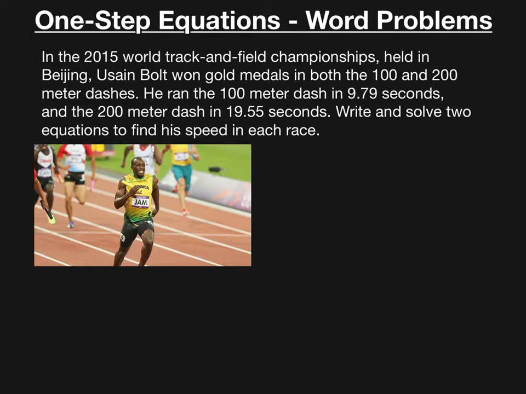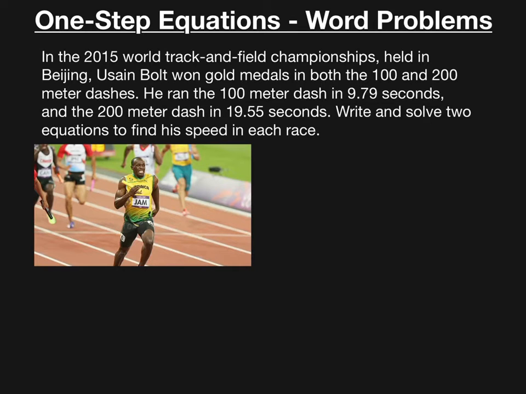In our first example here, we have Usain Bolt. In the 2015 World Track and Field Championships held in Beijing, Usain Bolt won gold medals in both the 100 and 200 meter dashes. He ran the 100 meter dash in 9.79 seconds and the 200 meter dash in 19.55 seconds. Write and solve two equations to find his speed in each race.